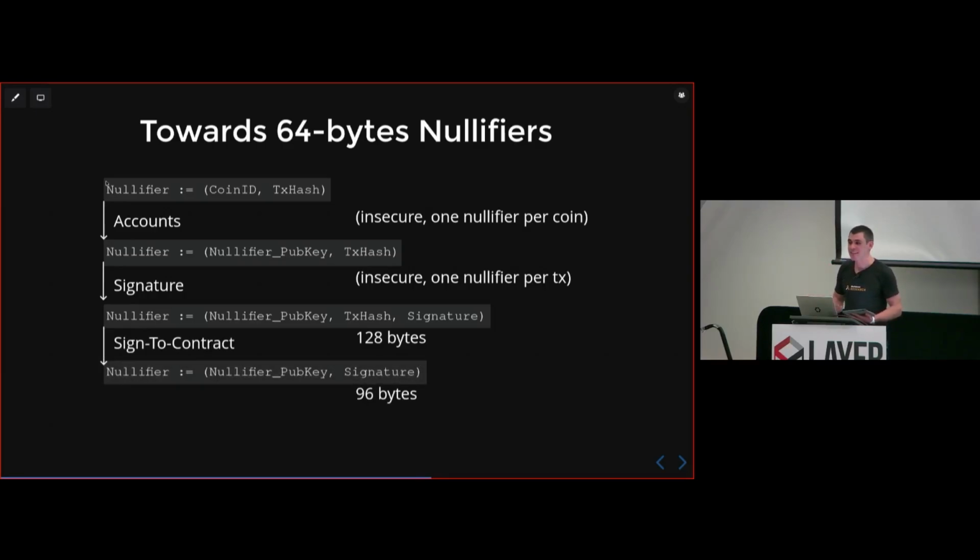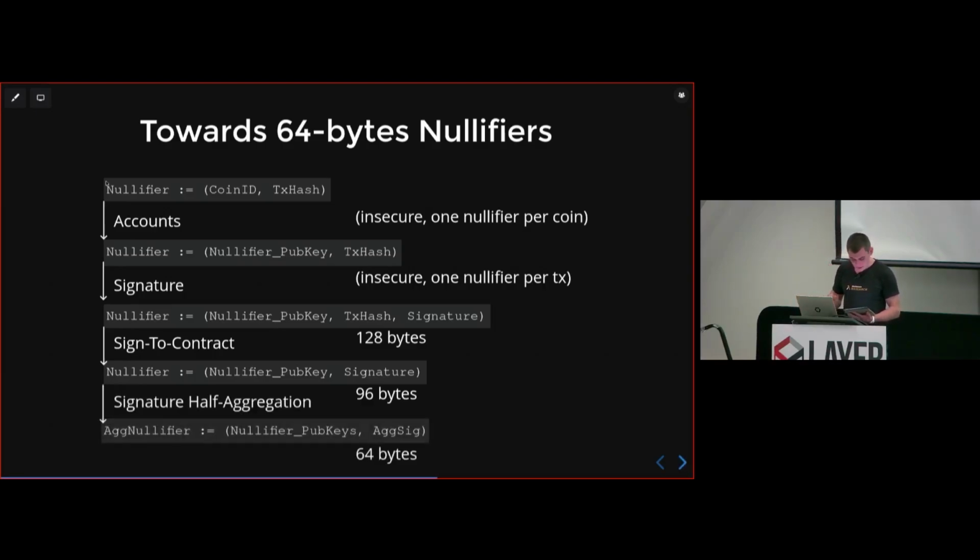Then we use a technique that's known in the Bitcoin space as sign-to-contract. And essentially this allows us to commit to the transaction hash in the signature such that it does not need to be part of the nullifier explicitly. Only in the coin proof, the prover needs to show that they actually committed to the transaction that they're claiming to commit to. And finally, we define an aggregate nullifier, which is created by the publisher. The publisher uses Schnorr signature half aggregation to essentially compress the 64-byte Schnorr signature into a 32-byte Schnorr signature, and this gives us the final nullifier that is actually proposed in the shielded CSV white paper.